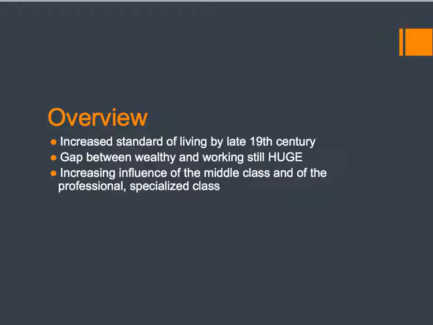Okay, so overview of the social aspects at this time. Standard of living is going to improve, the quality by which I live, a lot of that having to do with some scientific inventions I'll talk about in 11.2 and also 11.4. The gap between wealthy and working is still huge and increasing. And the middle class is going to become more and more powerful. Inside the middle class, you're going to see different classes. We're going to talk about that now.